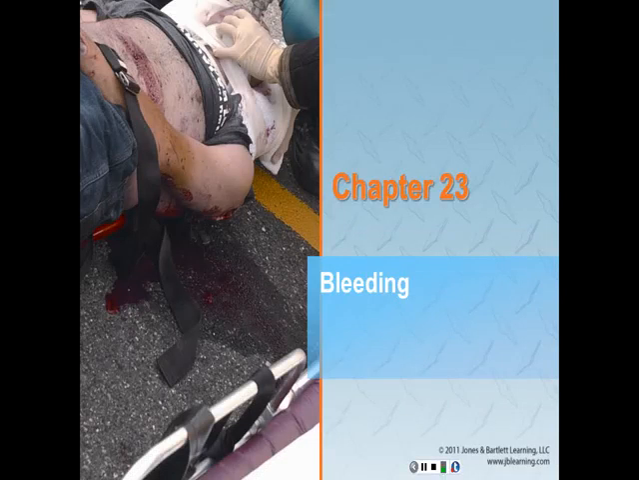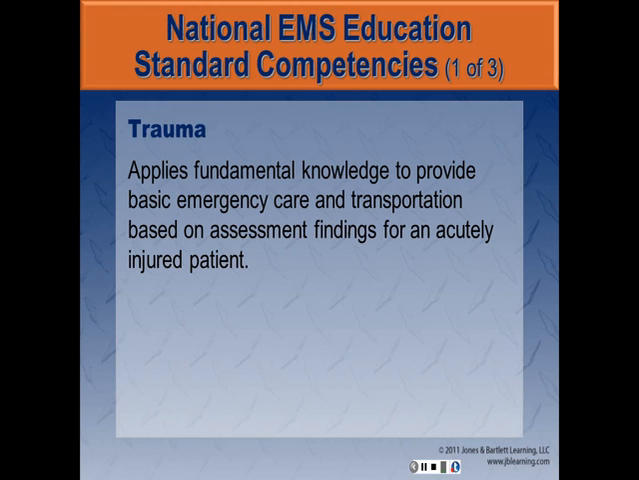Hi, and welcome to the lecture on Chapter 23, Bleeding. After you complete this chapter and the related coursework, you will understand the structure and function of the circulatory system, the significance and characteristics of bleeding, the importance of personal protective equipment when treating bleeding, the characteristics of external and internal bleeding, and how to conduct a patient assessment, as well as methodologies to control bleeding.